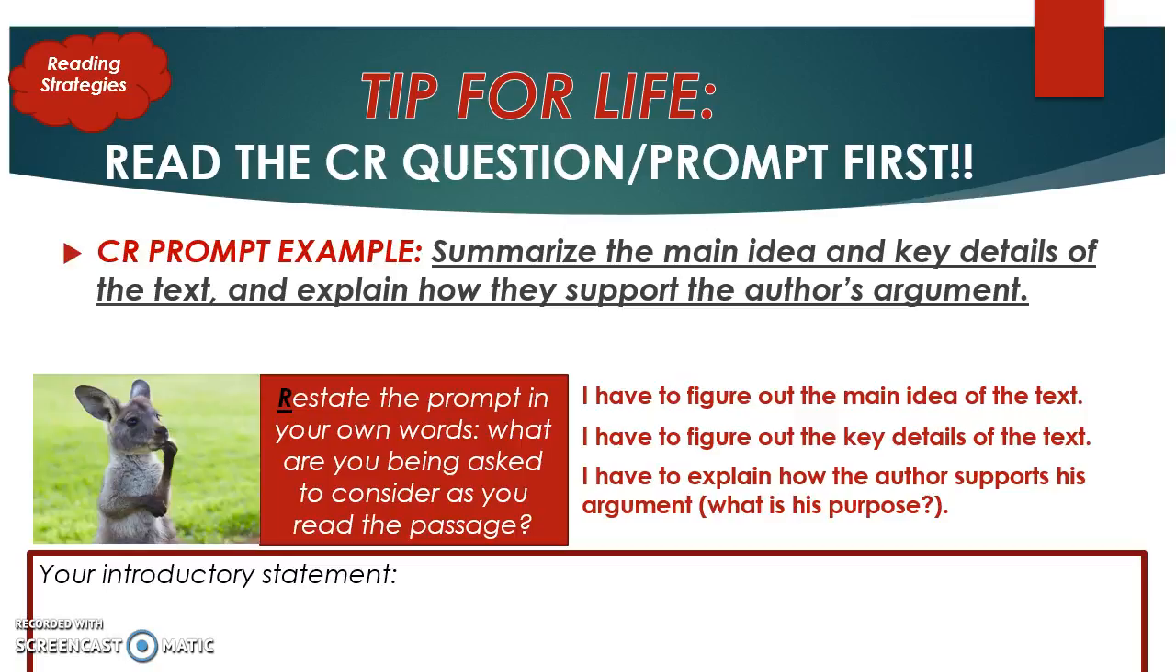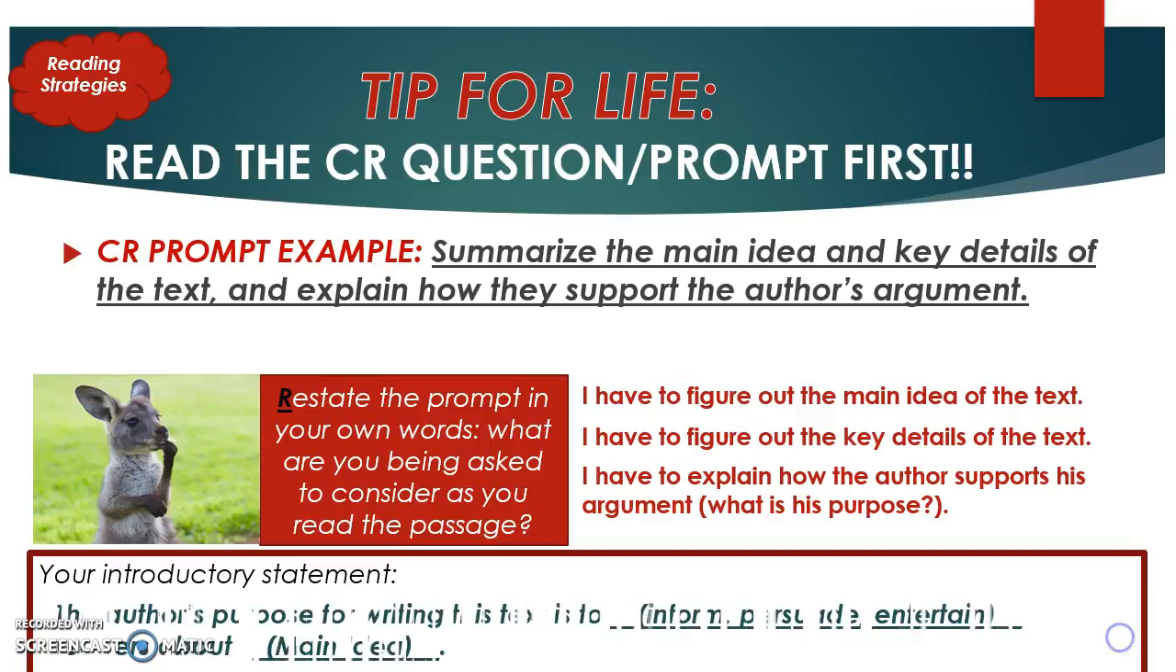So we can sort of build our introductory statement, again, without even reading anything, just by restating the question. In this way, we come up with: the author's purpose for writing this text is to, and think about the 3, remember PIE, think about the 3 major categories authors write: to inform, to persuade, or to entertain. And then we want to insert the main idea. So what is the author trying to inform us about something, persuade us about something, or entertain us about something? And that will be the main idea. We'll get into the key details a little bit later in our writing to complete our summary.